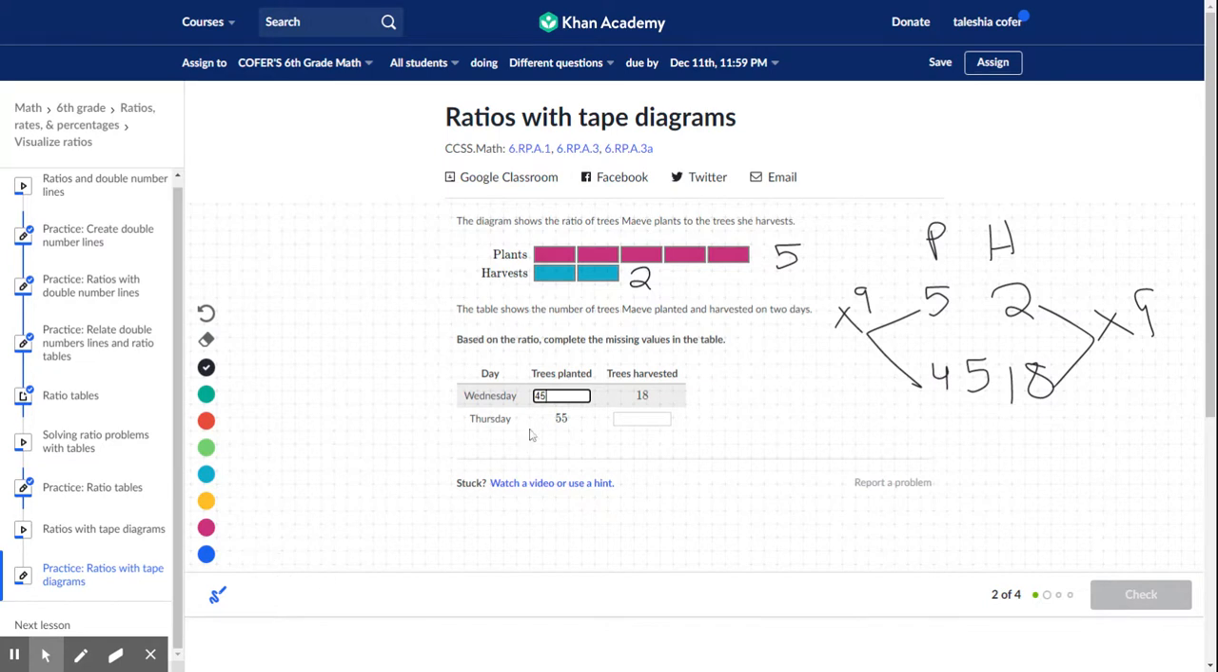On the next part, they said, what if I had 55 trees planted? To get from 5 to 55, I multiply by 11. So 2 times 11 would get me 22. And I'm done.